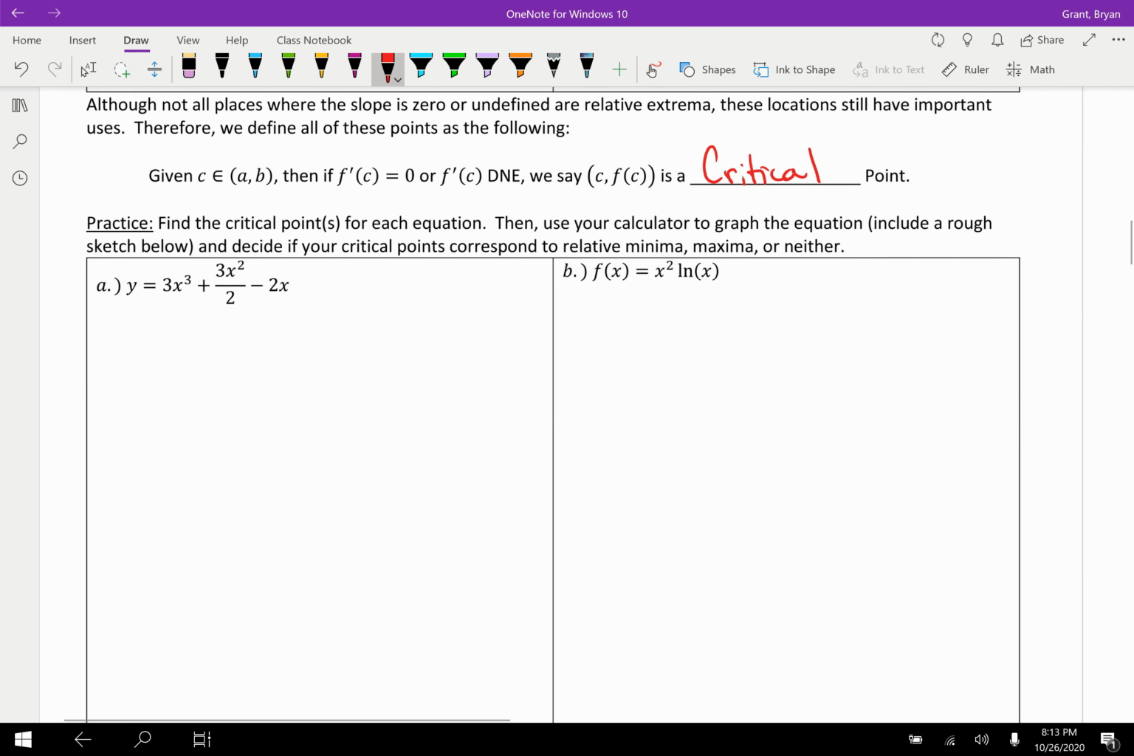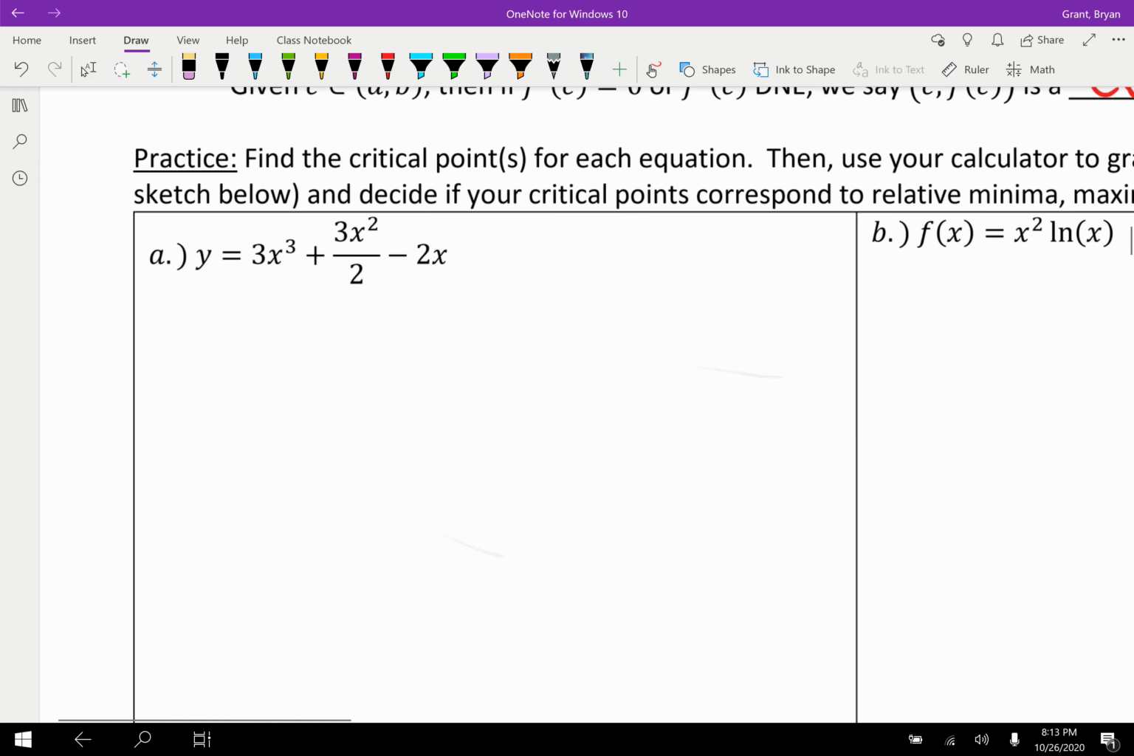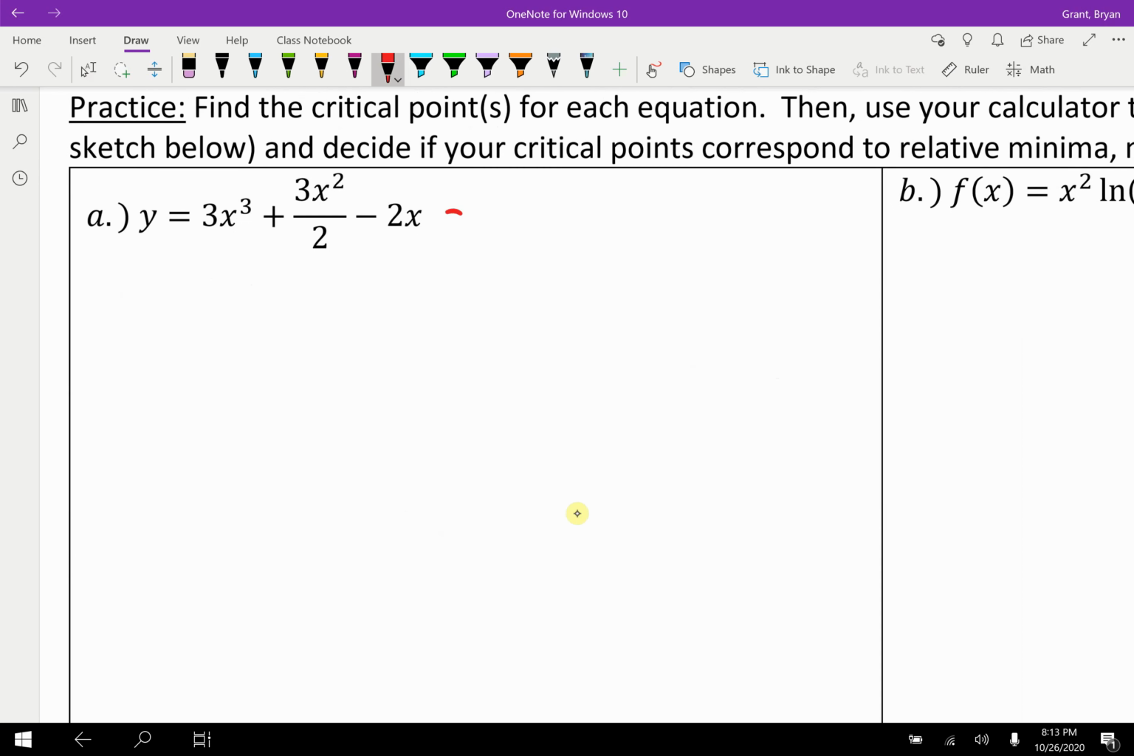All right, find the critical points for each equation. Then use your calculator to graph the equations and decide if your critical points correspond to relative mins, maxes, or neither. All right, cool. Critical points, how do we start? Step 1. We need to find the derivative, because ultimately a critical point is where the derivative equals 0 or does not exist. Okay, before I take the derivative, I always like to rewrite this. Your book really loves this notation because it takes up slightly less space than writing it like this, right? But I always like to write it this way.